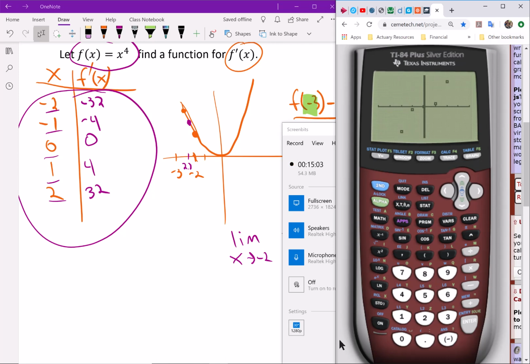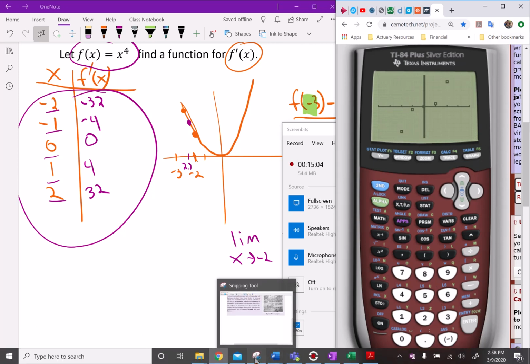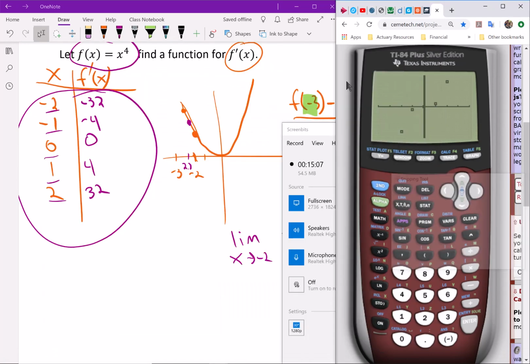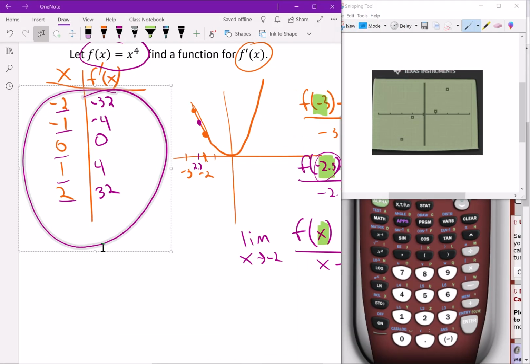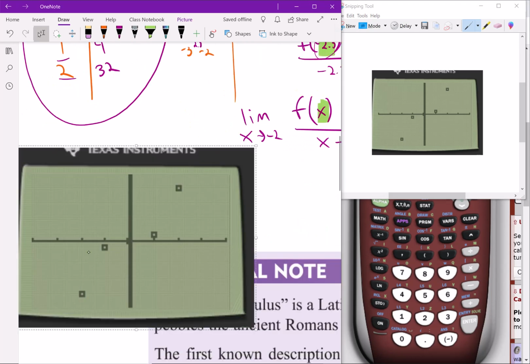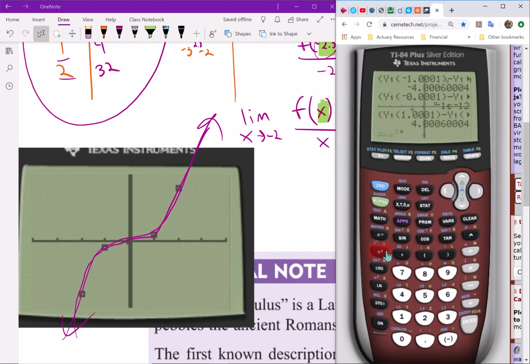It looks like, let me grab it real quick and put it over here so I can see, maybe you can see what it looks like. It looks like it comes up like this, across, and then over. And maybe you recognize what that should be, maybe you don't. So let's look at some of our options.